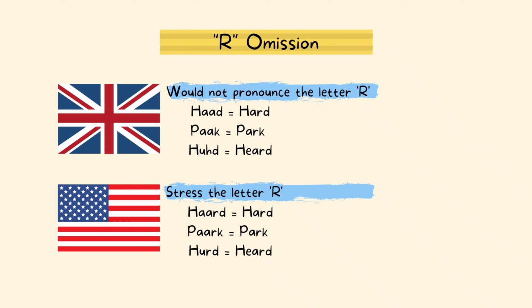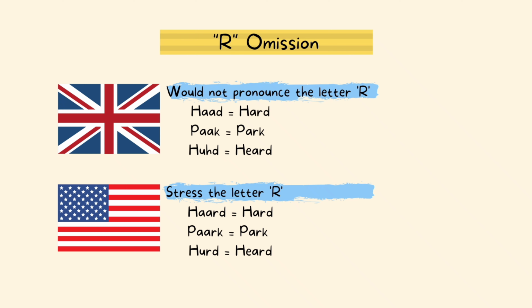The first one is R omission. So in some words, the British English would not pronounce the letter R. However, for the American English, they would stress on the letter R. So I'll do this from British English to American English. The words are hard and hard. Then park and park.